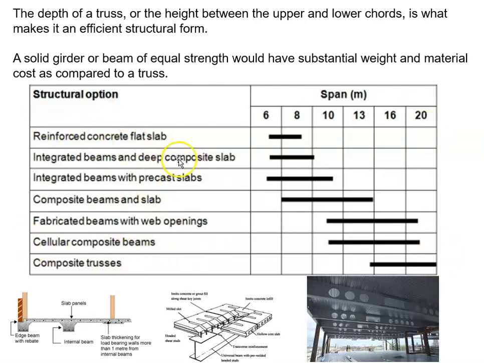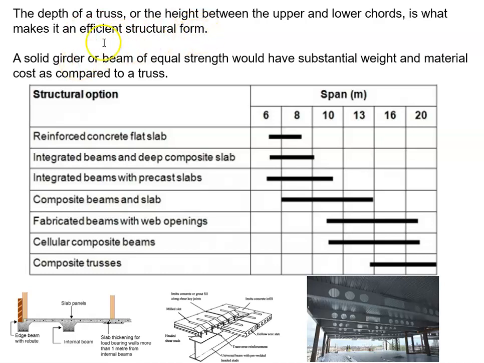So these are some other structural compositions or possibilities, and they range from the reinforced flat concrete slab that could span relatively small amounts, and then moving up to fabricated beams with web openings being up near the top, or composite beams again up near the top. Trusses, considering their lightweight and just how far they could work because of their being triangulated, are the leaders of the pack. Very efficient structural form.